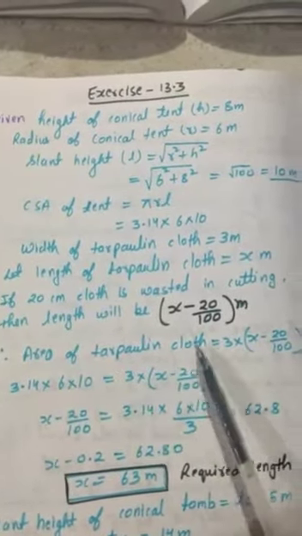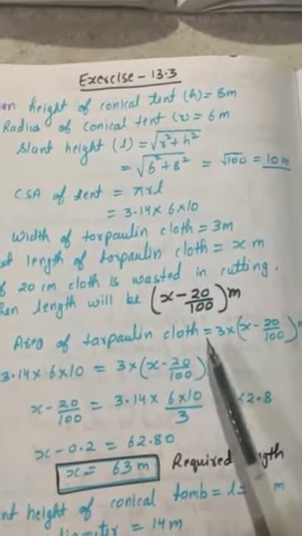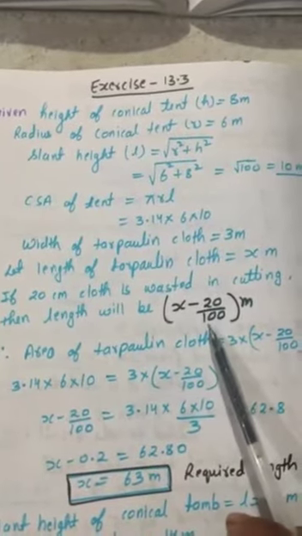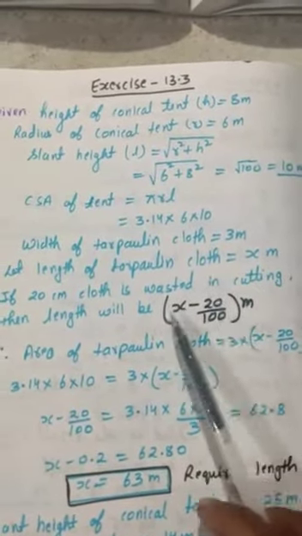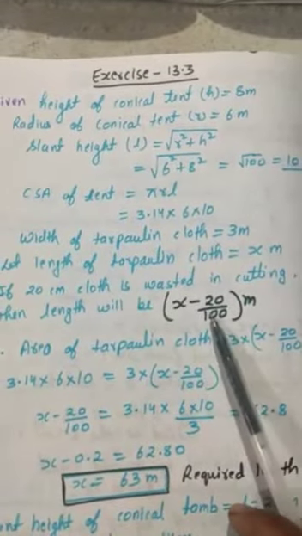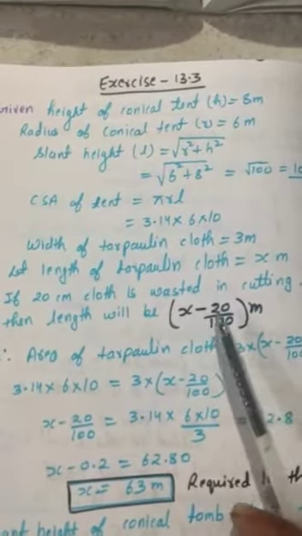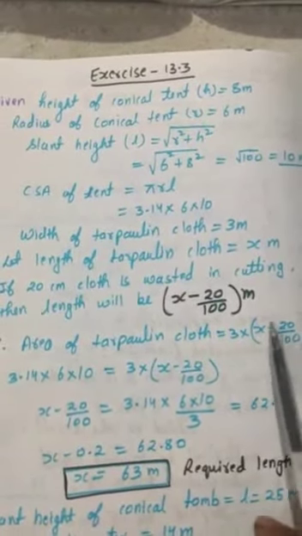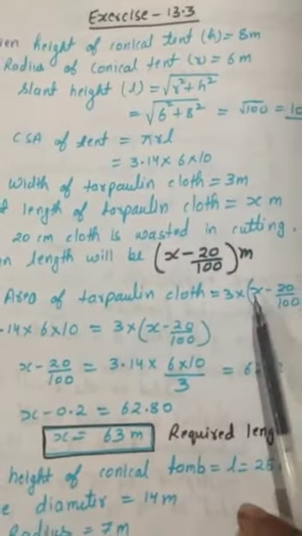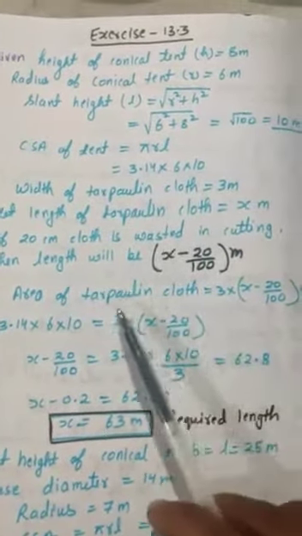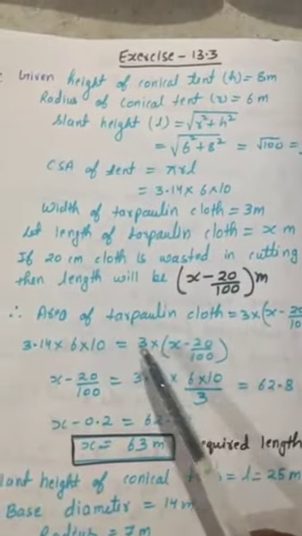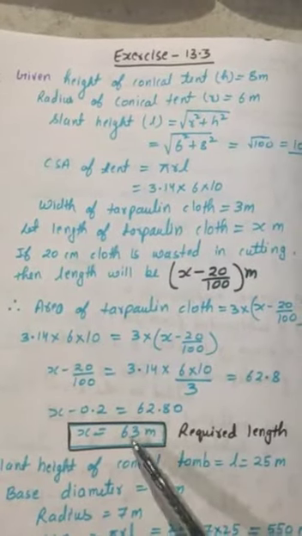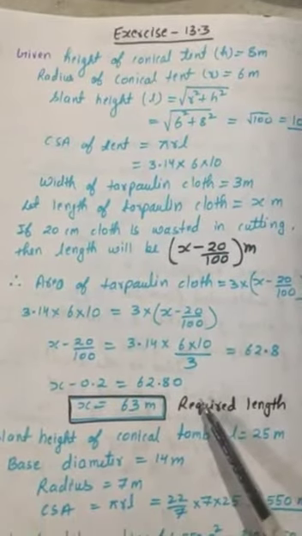So area of tarpaulin will be length into breadth. So this is the length and this is the width. This 20 upon 100 is wasted, so how much is used? x minus 20 upon 100. So this will become the length, and area of rectangle is L into B, so you will use this formula. Now this area of tarpaulin should be equal to pi r l, the surface area of tent. So equate and get the value of x. Solving this, you get that the value of x is 63 meters. So this is the required length of the tarpaulin cloth.